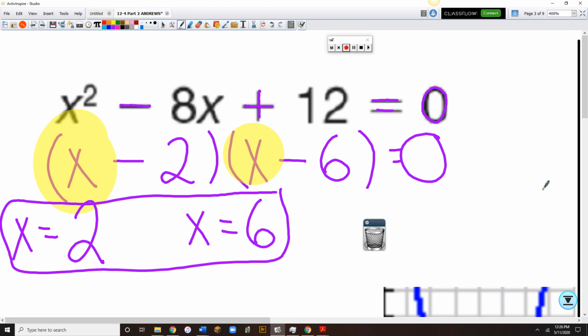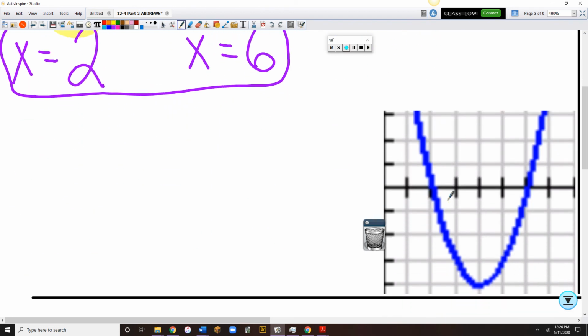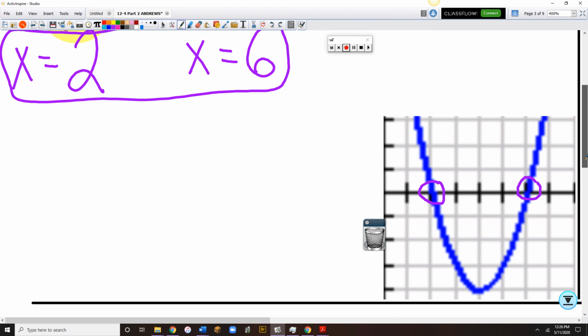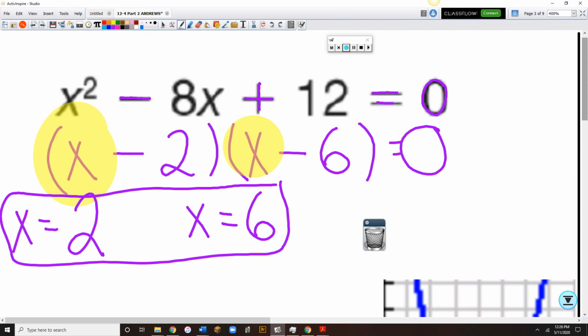You can see your solutions if you look at the graph on your calculator. You can see the positive 2 right here and the positive 6 right here. So that's a good little check for yourself to see if you factored it correctly. Okay, so the factors will be the numbers that you see on the graph, the 2 and the 6. Inside the parentheses is going to be the opposite signs, minus 2, minus 6. The answers will be the same as the graph.